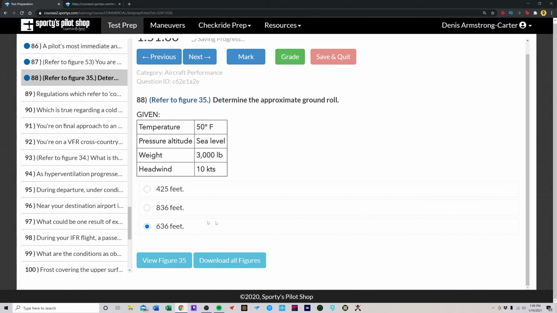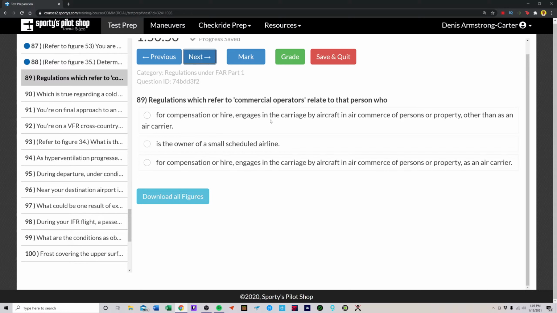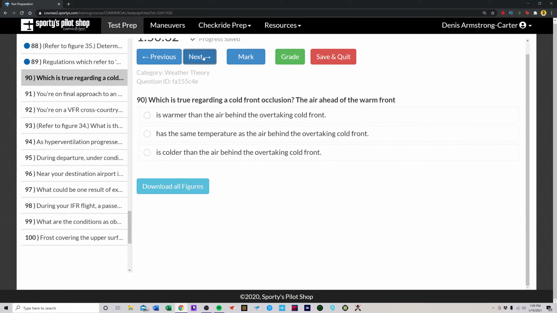Regulations which refer to commercial operators relate to a person who... Commercial operators. Air carrier, no. Which is true regarding a cold front occlusion? Yeah.